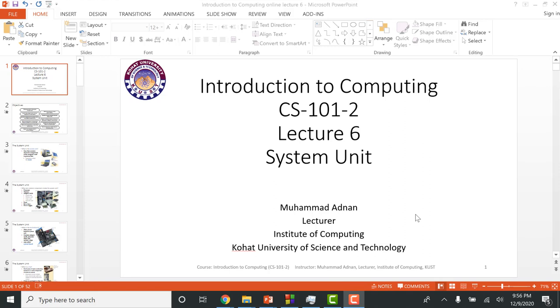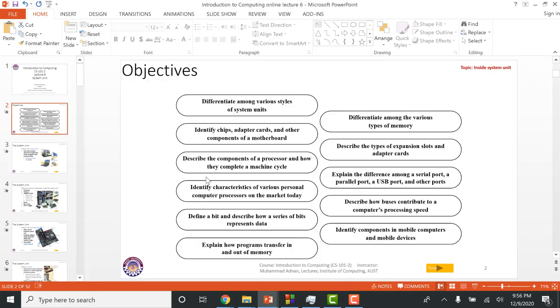So we are on lecture 6 of the Introduction to Computing course. Today we are going to discuss the system unit. The system unit is in fact the most important component of a computer system. But as I told you in the previous lectures, there are many details, and inshallah, step by step we are going to cover all these details. So with that, let me go to the next slide.